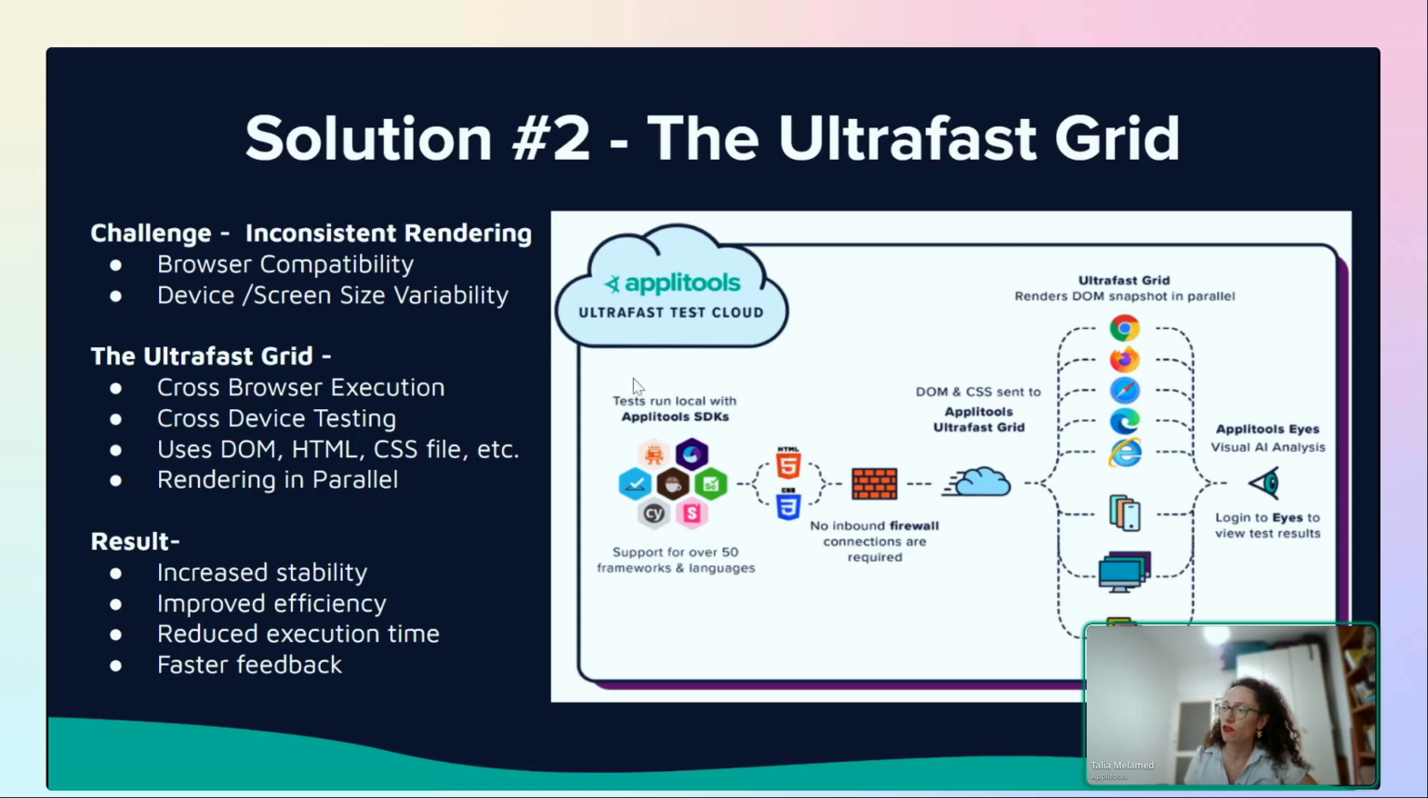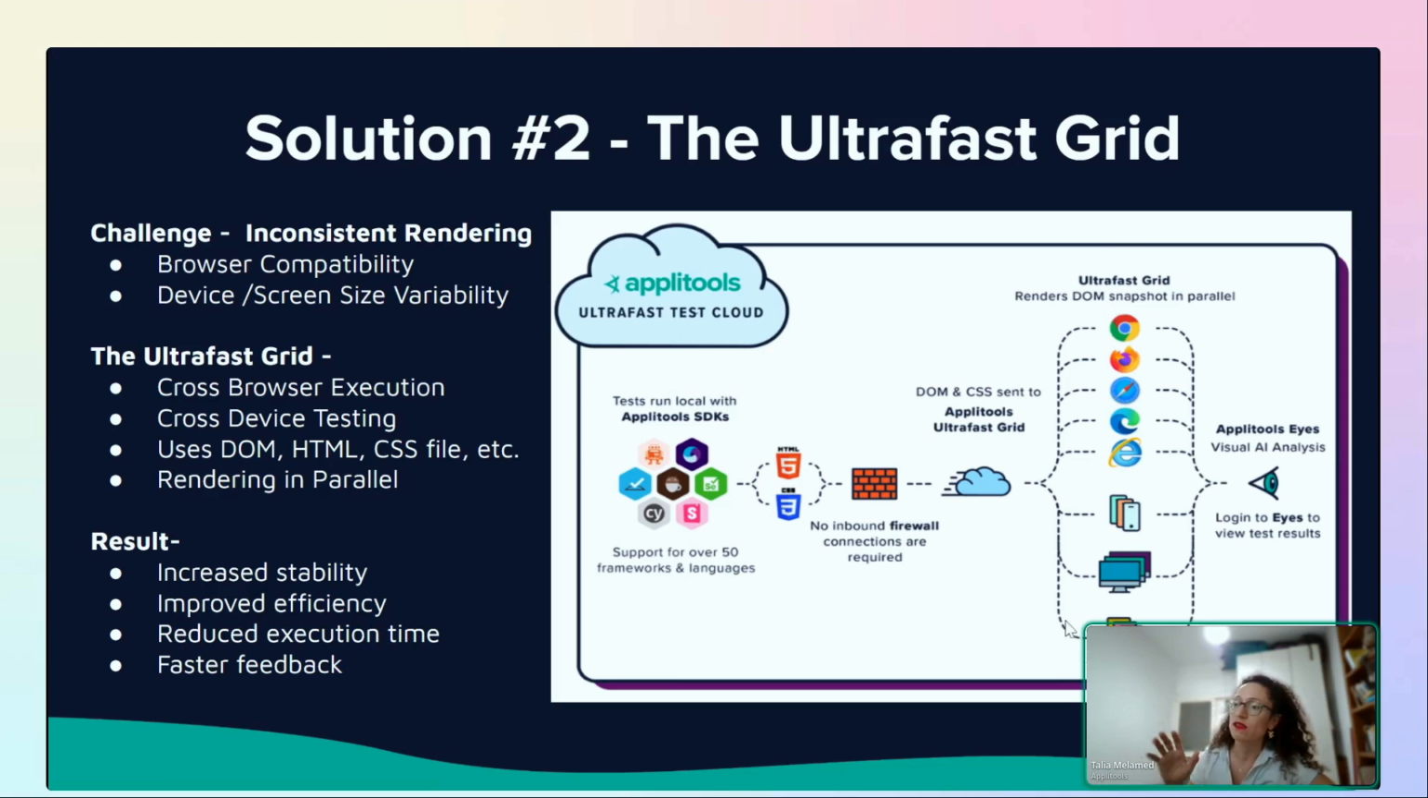And what makes the ultra-fast grid so unique is that it enables you to run your tests across all these different variations of browsers, mobile devices, and screen sizes based on a single run. And the way it works behind the scenes, the architecture of the ultra-fast grid enables you to run your tests based on this single run, since during this single run, Applitools captures a snapshot of the DOM, and we then render it in parallel for you across all the different and required combinations.